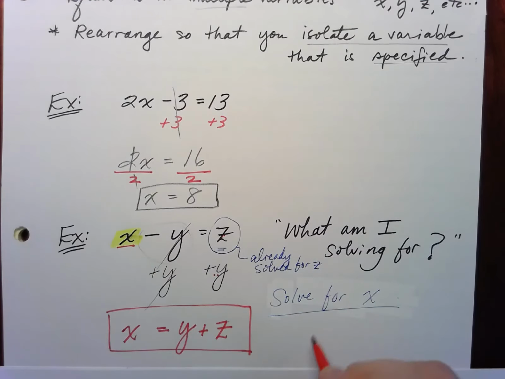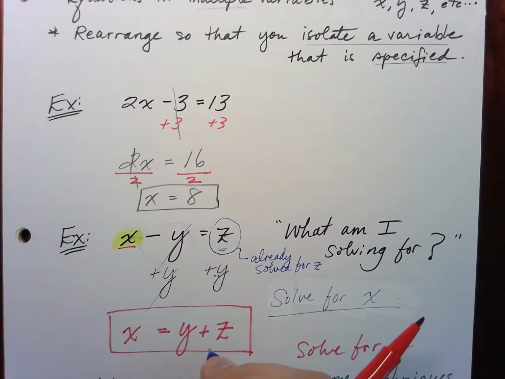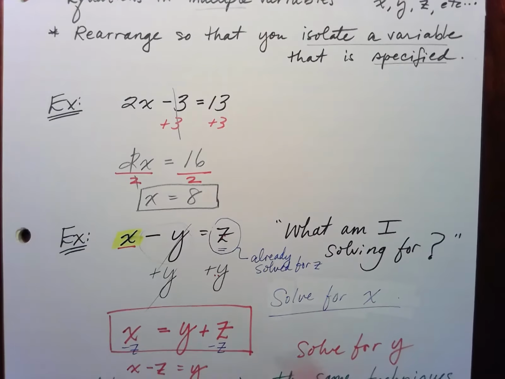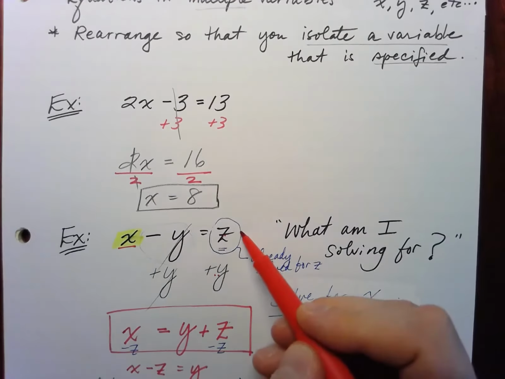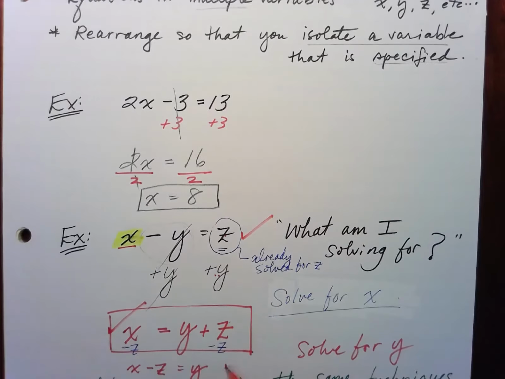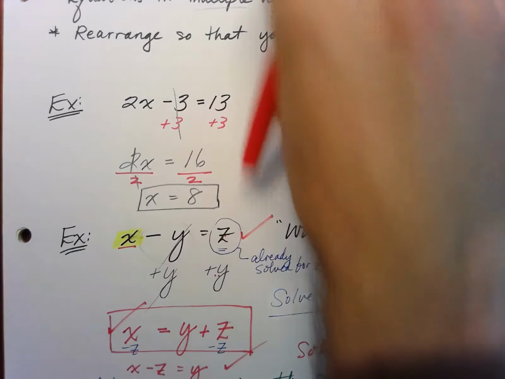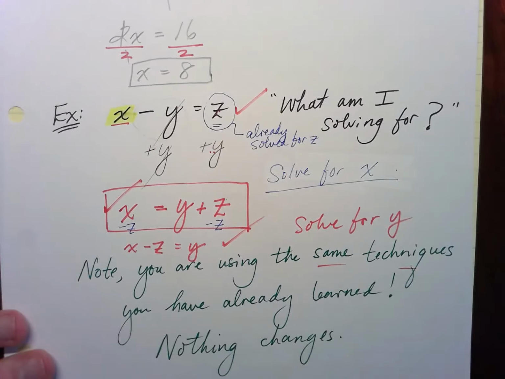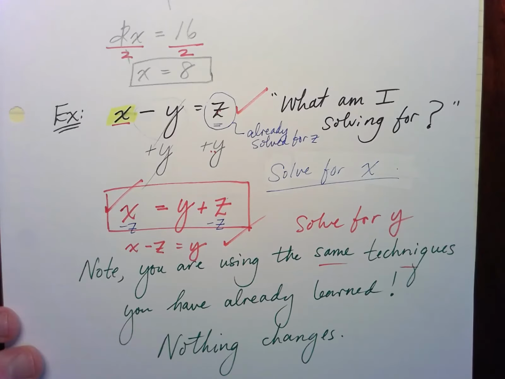And I could do the same thing. I could say, okay, well now solve for y if I really wanted to. If I wanted to solve for y, I would need to subtract z, and I need to subtract z, and I would get x minus z equals y, and then I've got it solved for z, and I've got it solved for x, and I've got it solved for y. I can solve it for whatever I want. Okay? So the interesting thing is that you're using the same techniques that you have already learned. Nothing changes. So let's look at a couple of examples here.